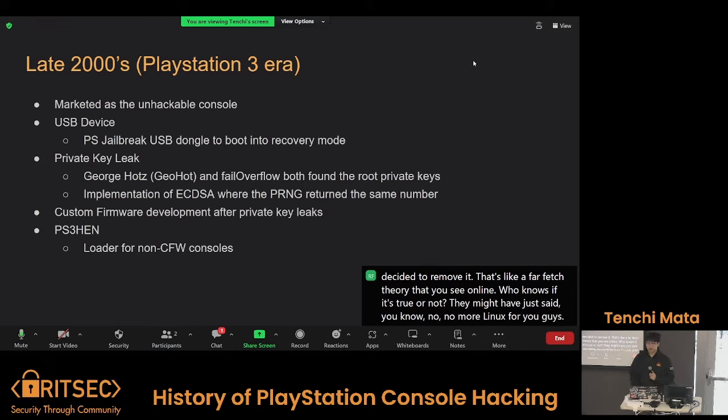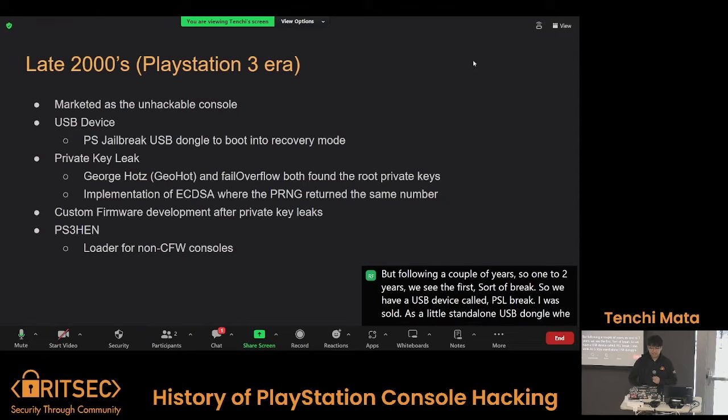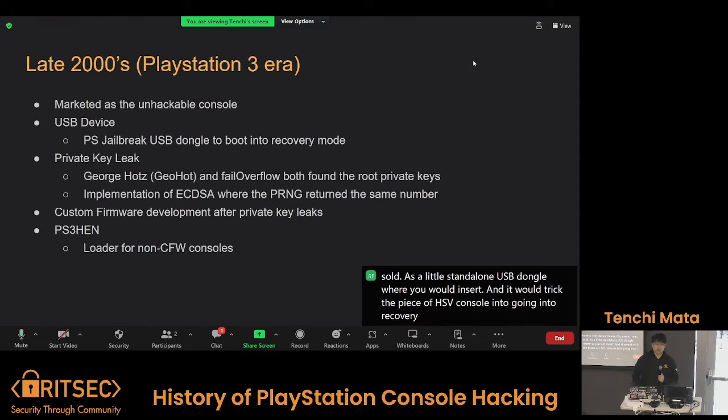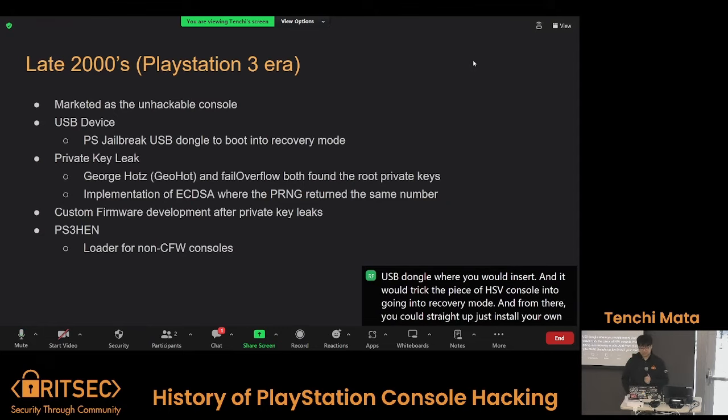But following a couple of years, so one to two years, we see the first sort of break. We have a USB device called PS Jailbreak. It was sold as a little standalone USB dongle that you would insert, and it would trick the PS3 console into going into recovery mode. And from there, you could straight up install your own firmware and install third-party apps.